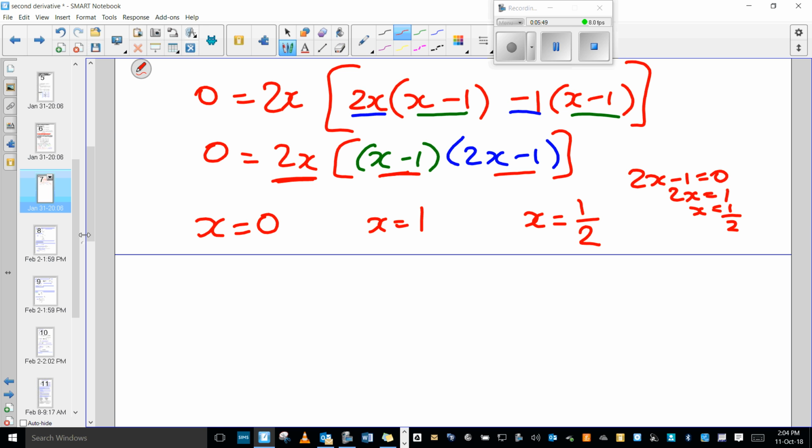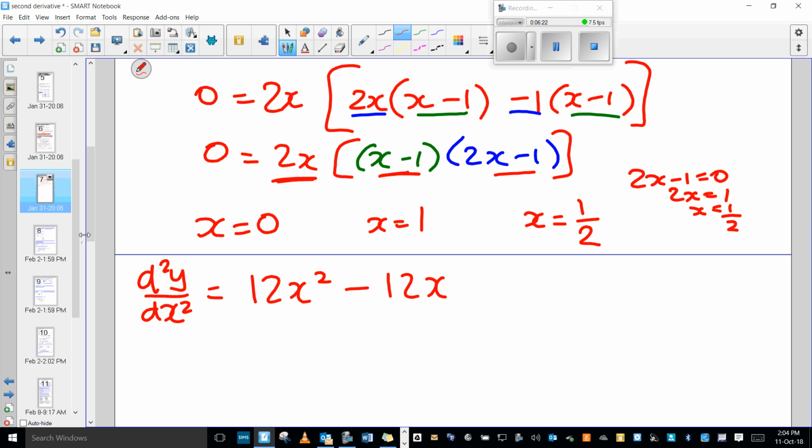We need to determine their nature, so we need to find the second derivative. What's the original function? 4x cubed minus 6. Alright, so let's find the second derivative. Ali, will you be able to help me out finding the second derivative, please? 12x squared minus 12x.